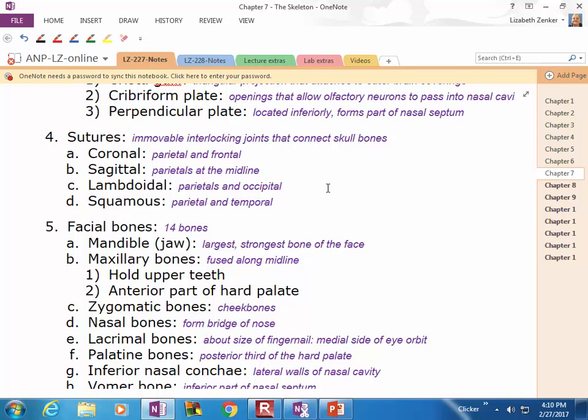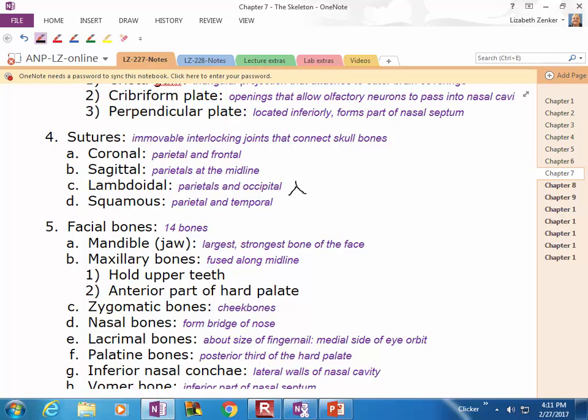So the coronal suture is separating the parietal and frontal bones, so think of coronal like a crown, okay? So it's the crown between parietal and frontal. You have the sagittal suture, which is between the parietals at the midline, going this way. You have lambdoidal, and if you look at the Greek letter lambda, that's why they called it lambdoidal. And that is between the parietals and the occipital bones, so you're looking at the back here. And then you have squamous, which is between the squamous portion of the temporal bone and the parietal. That's why they gave it that name.